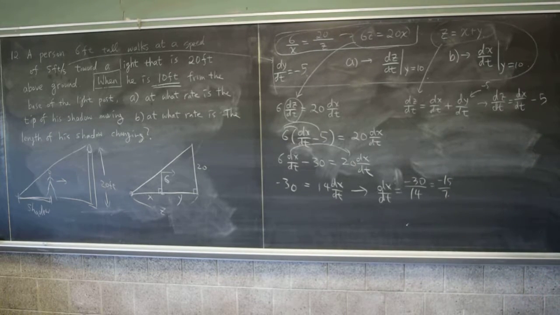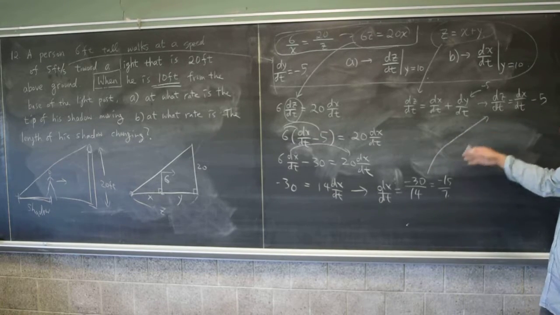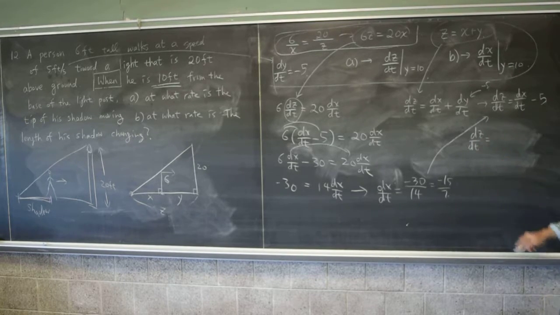And then what about dz dt? You can now plug that in here, right? So dz dt is negative 15 over 7 minus 5. That's 35 over 7. So negative 15 minus 35, that's negative 50 over 7.